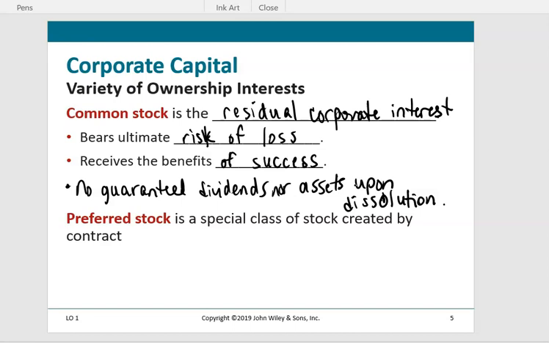Preferred stock is a special class of stock created by a contract in which stockholders sacrifice certain rights in return for other rights. Normally, but not in all situations, preferred stock does not have voting rights, but it has preference to dividends. But that's not always the case. The specific preferred stock might have specific claims to it in the contract agreement on that stock certificate. But generally, we say stockholders give up certain rights in return for certain privileges.